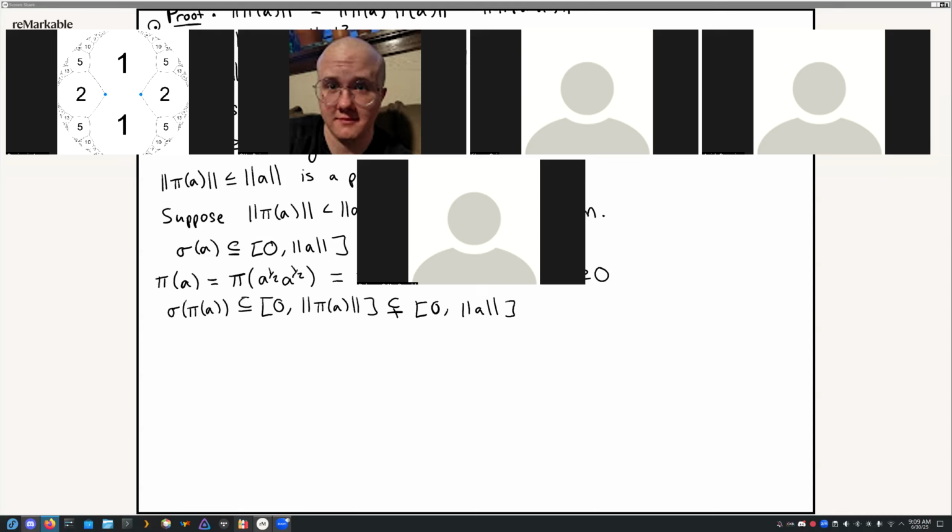The norm of A is in the spectrum of A, but not in the spectrum of pi of A. I'm sure before proving functional calculus, you had to prove that the norm of A is in the spectrum of A, but just in case, here's a quick reason why the norm of A has to belong to the spectrum of A.